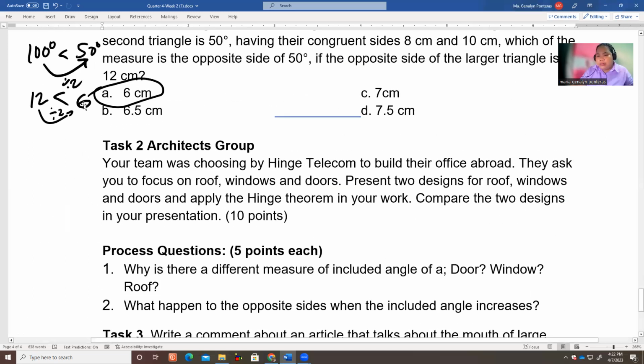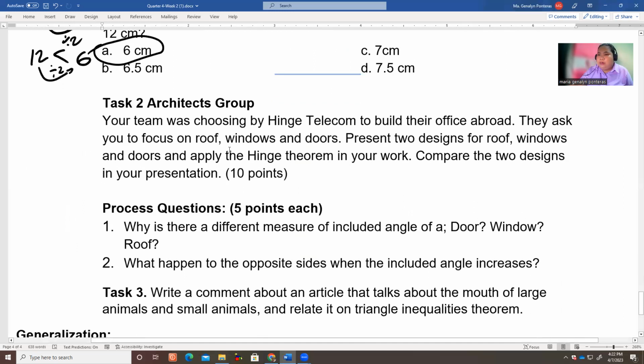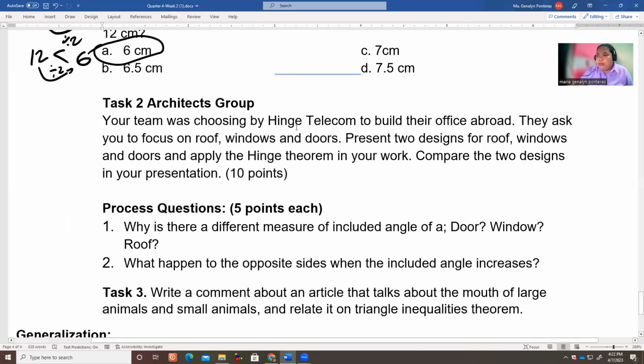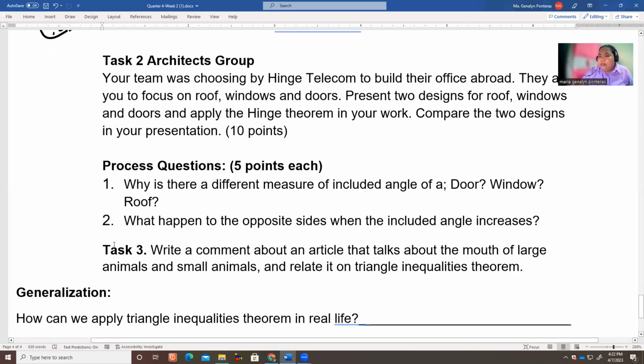Okay, so here are the tasks that I prepared. Task number 2, the architect group. Your team was chosen by Hinge Telecom to build their office abroad. They ask you to focus on roof, windows, and doors. Present 2 designs for roof, windows, and doors, and apply the Hinge Theorem on your work. Compare the 2 designs in your presentation.